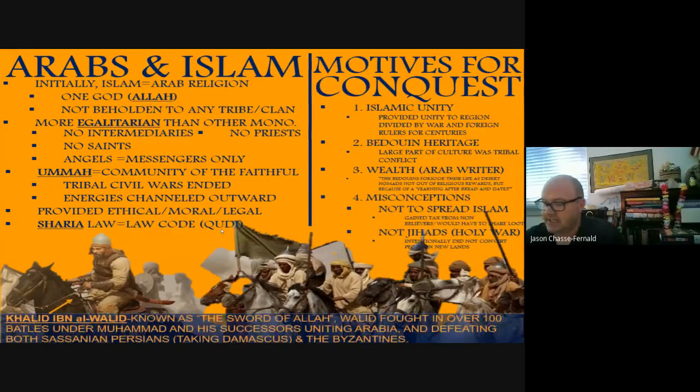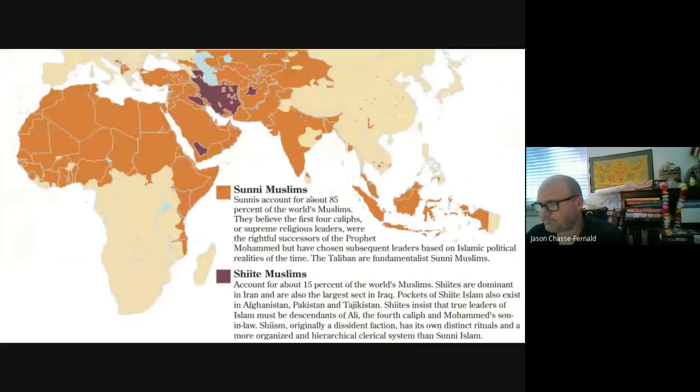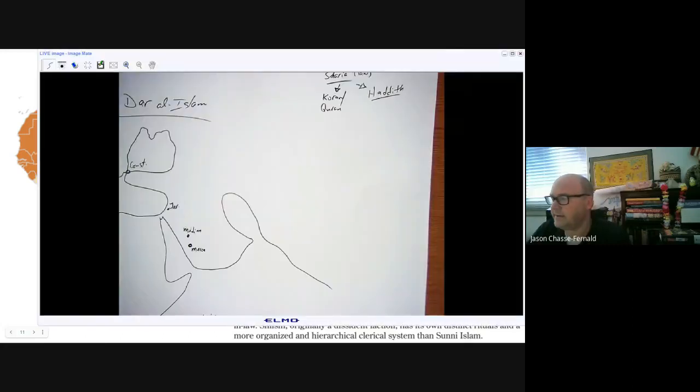I'll just leave this here for a second in case you want to pause and read. Okay. All right, so jizya, that was from your reading last night as well. I created that map, so let's add this map, and then we'll talk about Sunni and Shia and get into that real quick.